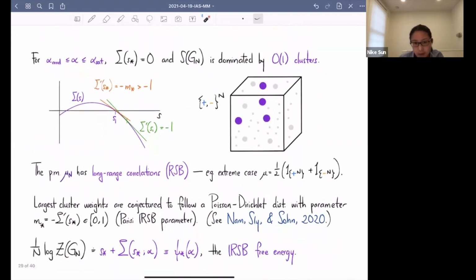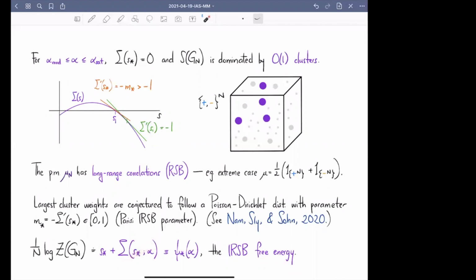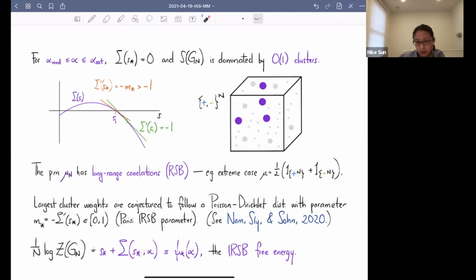I'm going to focus on the number of solutions and on the satisfiability threshold. So what will be the number of solutions? The number of solutions will be given by S plus sigma of S for whatever is the optimal value of S. This is what is called the 1RSV free energy. In particular, above Alphacon, this value is just equal to 0. So you have a bounded number of clusters, and the total number of solutions is roughly equal to just the number of solutions within any one of these clusters. So it's given by S star.